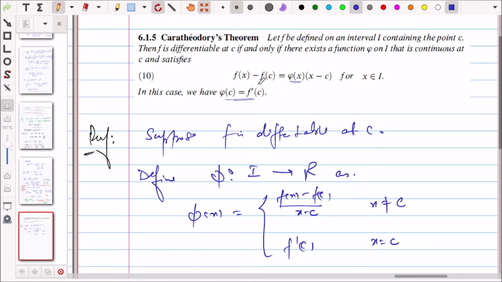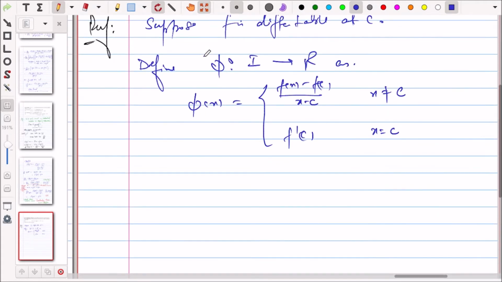बस अब हमारा aim क्या हो गया? Phi definitely satisfies these two properties, right. So only aim is to show that it is continuous at C. बस हमें ये show करना है that it is continuous at C, क्योंकि ये चीज़ तो by definition ही हो गई हमारी, ये चीज़ भी by definition ही हो गई, हमने यहीं से hint ले लिया, ठीक है. So we are only left to prove that phi is continuous at C, right. उसके लिए क्या करना होगा हमें? लिमिट सर, लिमिट शो करना होगा.